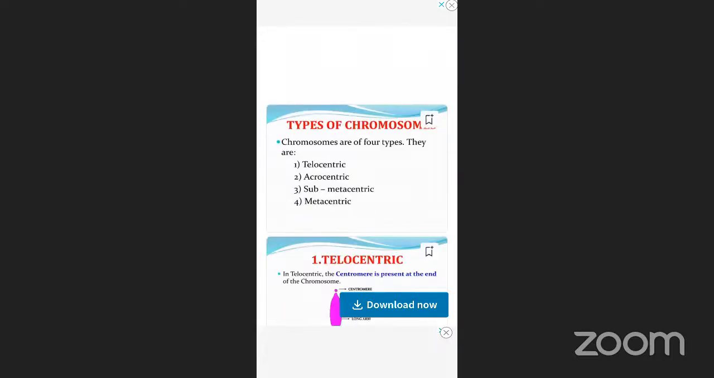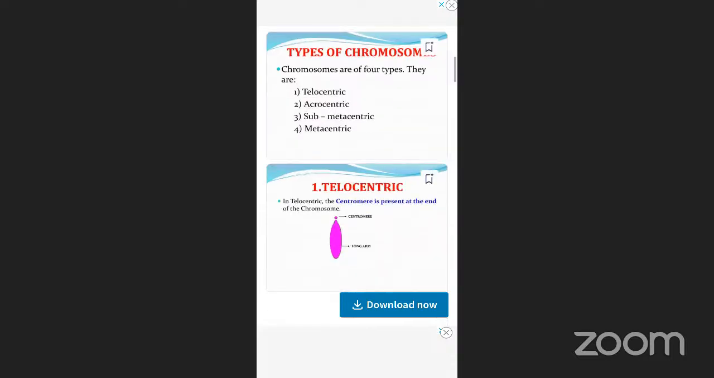What are the types of chromosomes? There are four types of chromosomes: telocentric, acrocentric, submetacentric, and metacentric. I will discuss each one. The first one is telocentric. What is the meaning of telocentric? Telocentric means the centromere is present at the end of the chromosome.